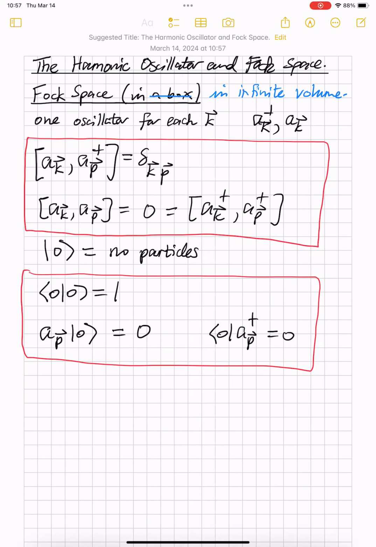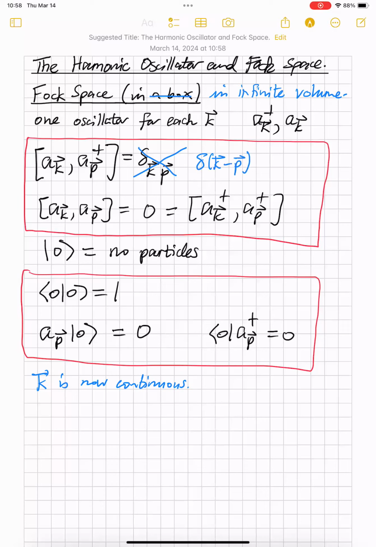So for Fock space in an infinite volume, we're again going to have one oscillator for each k. So we'll again have an a_k dagger and an a_k. Now, however, k will be continuous. It will no longer be discrete. Okay, so let's maybe make a note here. k is now continuous. That's an important thing to pay attention to. One thing that it will mean is we no longer have the Kronecker delta sitting there, but we would have a Dirac delta sitting here.